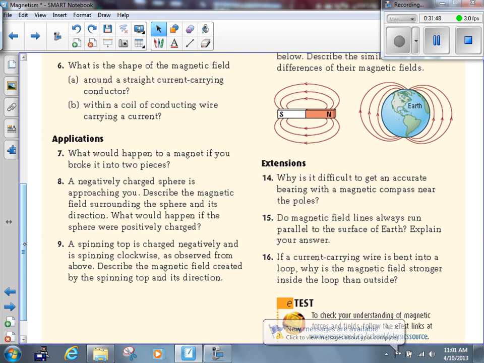Explain why it is difficult to get an accurate bearing with a magnetic compass near the poles. This is a great question. You know what? I know that some of you follow me on Twitter, and I retweeted something last night. I don't know if anybody saw that. It was perfect timing. You guys know who Chris Hadfield is? He's the Canadian astronaut that's on the space station right now. He's the commander of the space station right now. He answered a question from somebody on Earth last night on Twitter, and I read it. And I retweeted it because it was perfect.